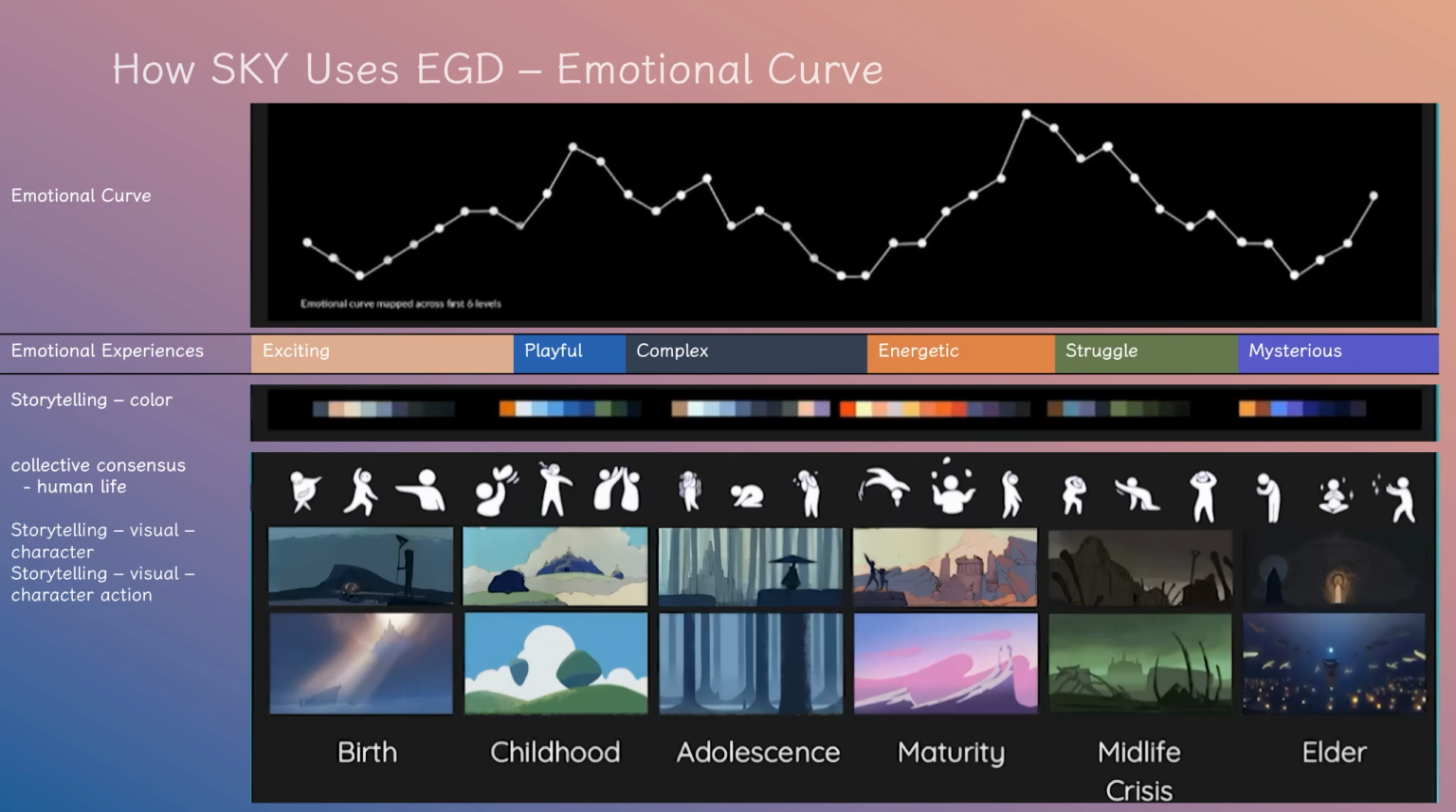Besides that, they also use the collective consensus of human life as inspiration for the character design and the character action design. For example, birth, childhood, adolescence, maturity, midlife crisis, and elder is the common sense that everyone knows about. When people think about childhood, they feel it's very playful and energetic, so the character and the character action is very powerful and basically free. But if you see the midlife crisis, it's a very struggling feeling, so all of the actions you see here are very painful, and they just scroll together, and when you see that action, you will feel, oh, it's kind of painful and tough.